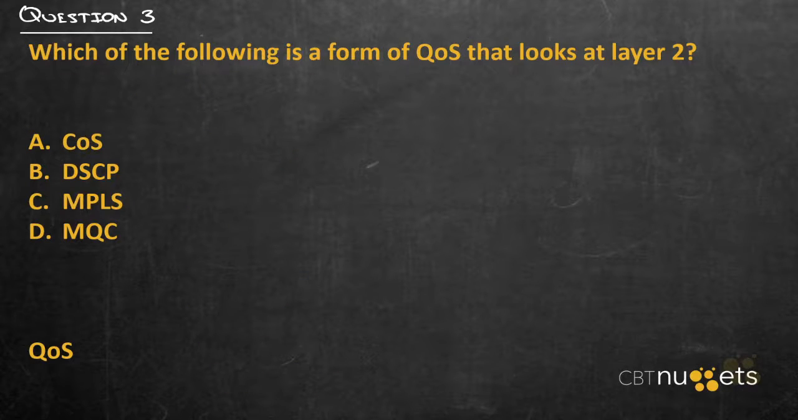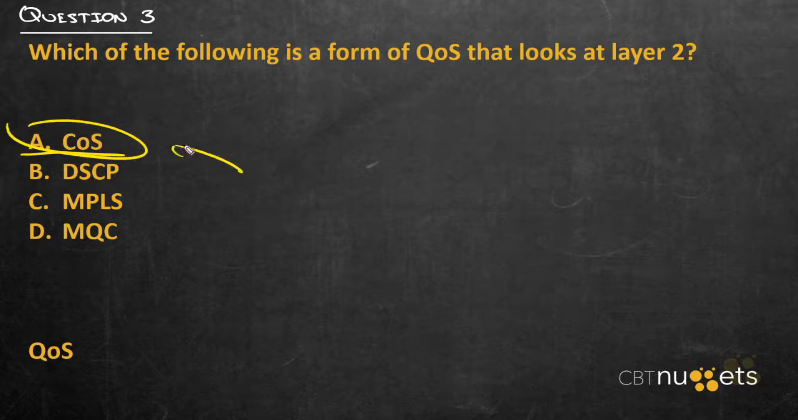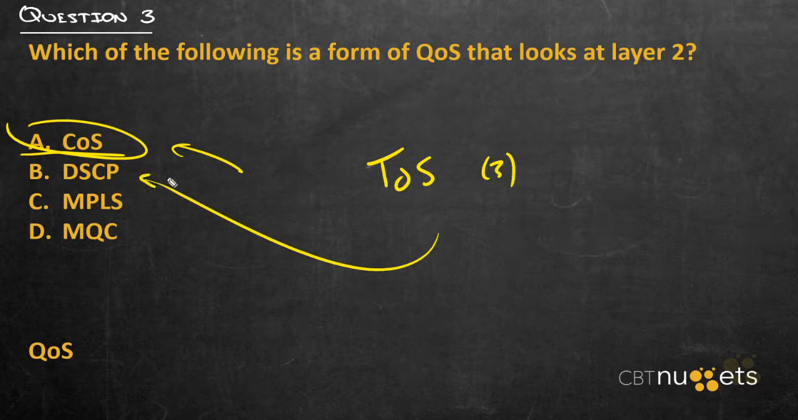All right, question number 3. Which of the following is a form of quality of service that looks at layer 2? Answer is A. Class of service is a layer 2 marking. Technically, type of service is a layer 3 marking, of which DSCP is one implementation of a standard that uses the type of service field to create many different marking levels.